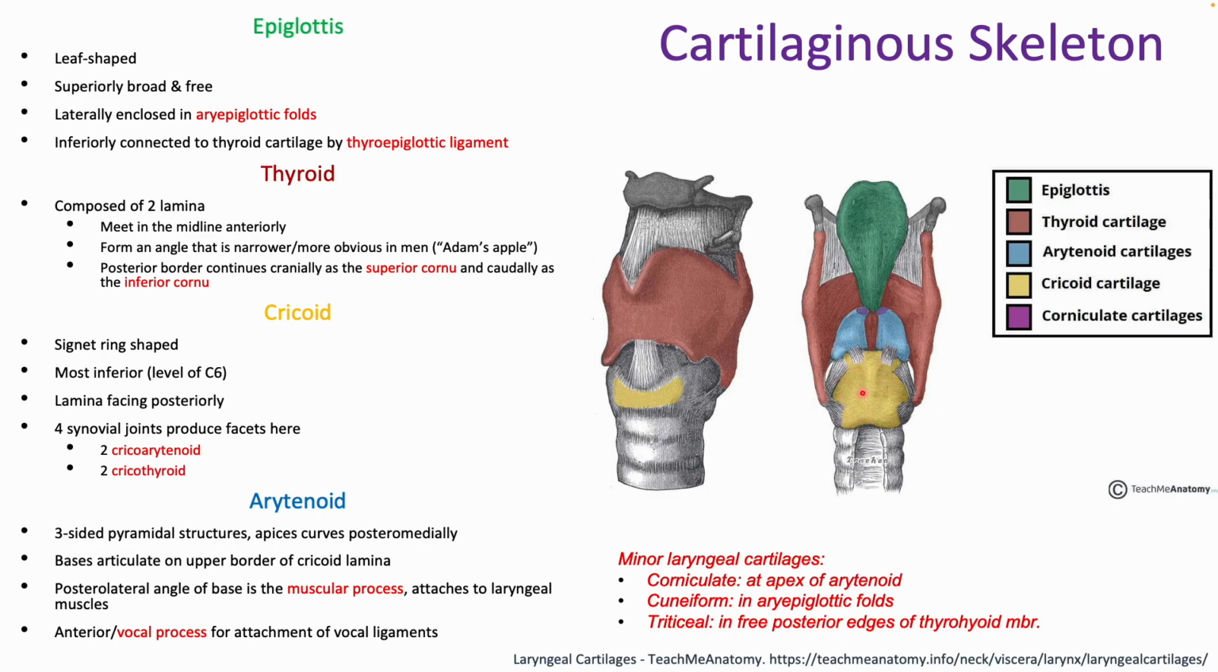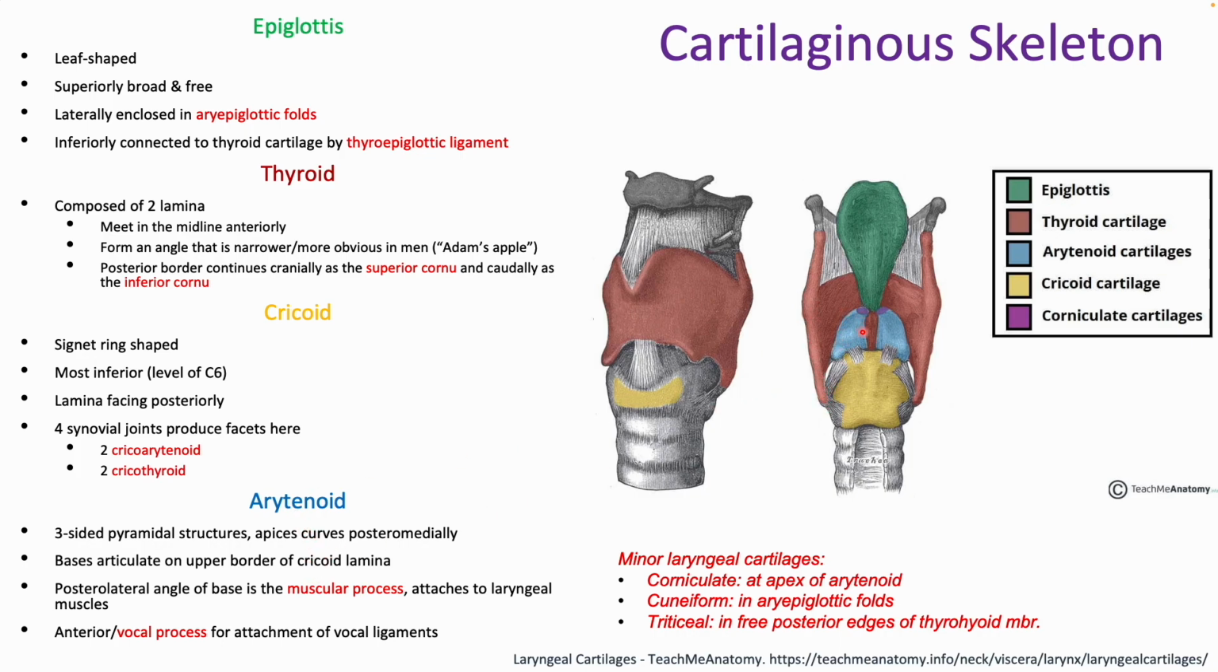Next, we'll look at the cricoid cartilage, which is the yellow here, and it's the shape of a signet ring, which is the ring wraps around and then has like the big flat circle at the top, kind of like a class ring. And so it's going to be the most inferior of the cartilages, and it's going to have a lamina, or like a plate, facing posteriorly. So the ring is anterior. And it's going to have 4 synovial joints that produce facets. And you can kind of see here all of the connections that it's forming. So there's going to be 2 cricoarytenoid joints, which are going to go from cricoid cartilage to arytenoid cartilage, and 2 cricothyroid joints. So from cricoid cartilage to thyroid cartilage.